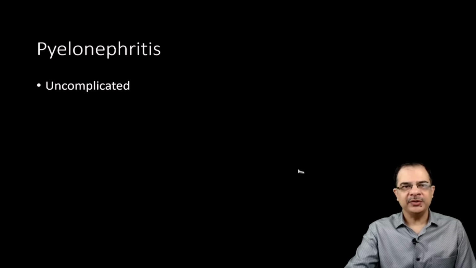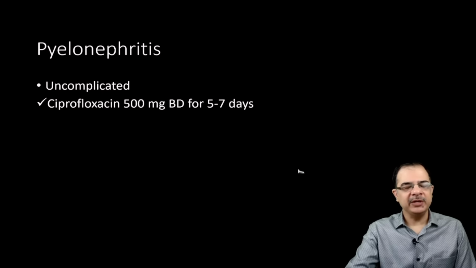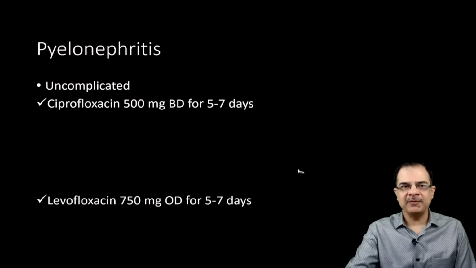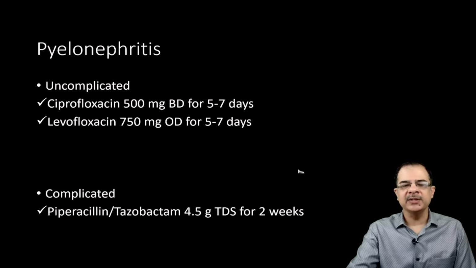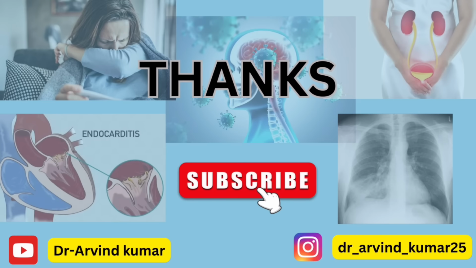For pyelonephritis, in uncomplicated cases, we give fluoroquinolones for 5 to 7 days, levofloxacin 750 milligram once a day for 5 to 7 days. In complicated cases, we give injectable agents like piperacillin tazobactam 4.5 grams 3 times a day for 2 weeks. So these were the common infections and the antibiotic use.